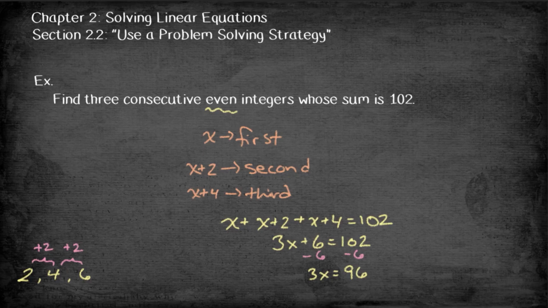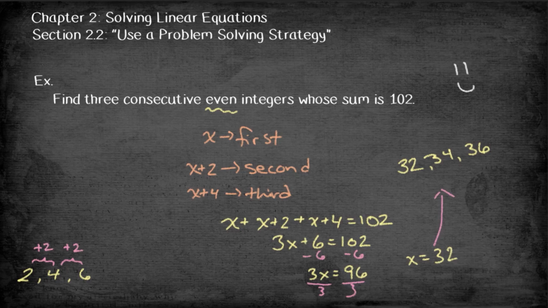And then we want to divide out the coefficient 3. So we end up with x is equal to 32. And so, again, the problem is looking for 3 consecutive even integers. So our answer would be 32, 34, and 36. And that about does it for this video.